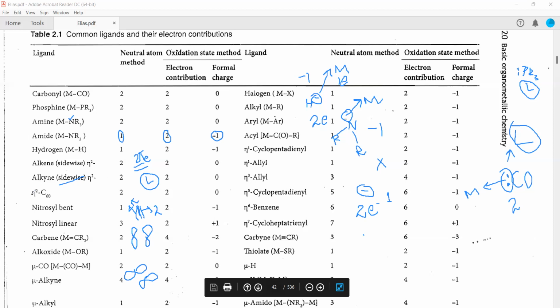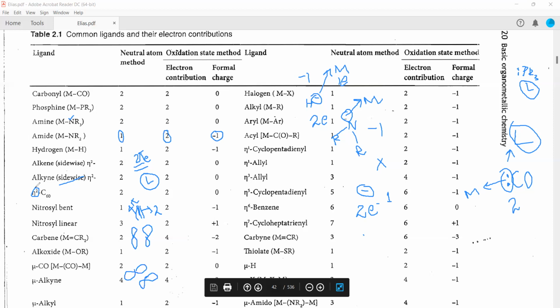Eta 2, so you have already written it over here. Hapticity is 2. If hapticity is 2, that means it is connected by more than one carbon atom. So this eta 2 C60 is a neutral entity. We know C60 is neutral. 2 means it is bonded with 2 carbons, so that is why it is giving 2 electrons.